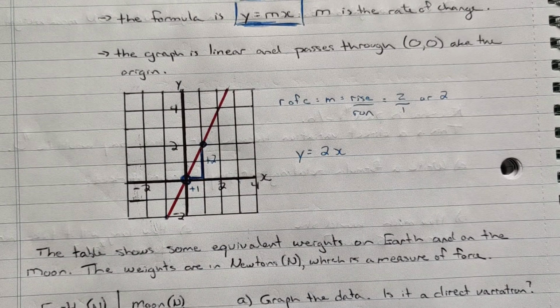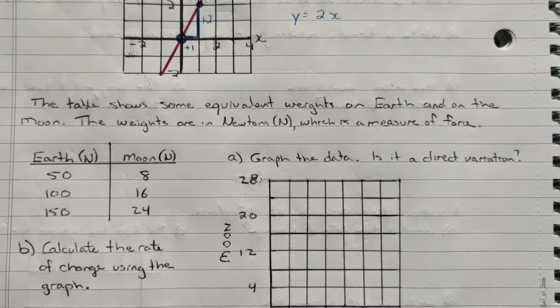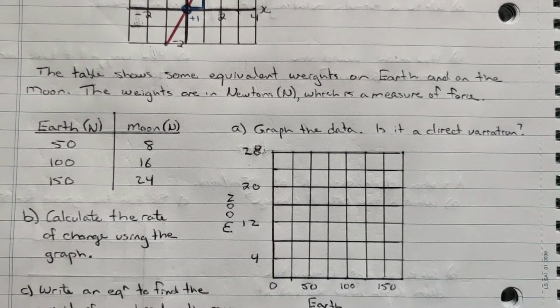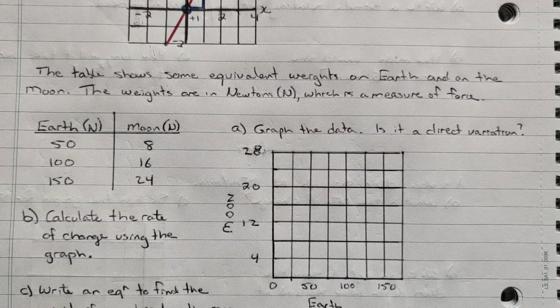So, some examples working with direct variation. The table shows some equivalent weights on Earth and on the Moon. The weights are in newtons, which is a measure of force. So it's important to note, if you get into physics and some of the later sciences, that when you're working with weight versus mass, if you step on the scale and it says that you weigh 150 pounds, that is misquoted as your weight, but it's your mass.